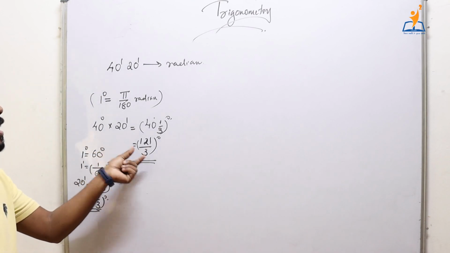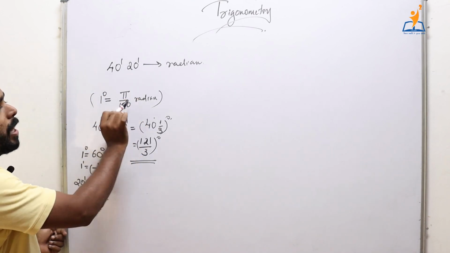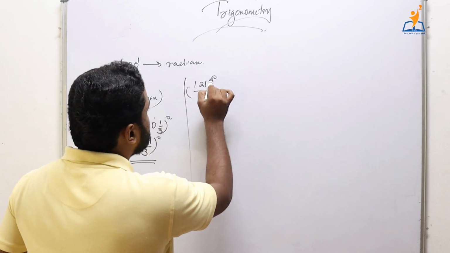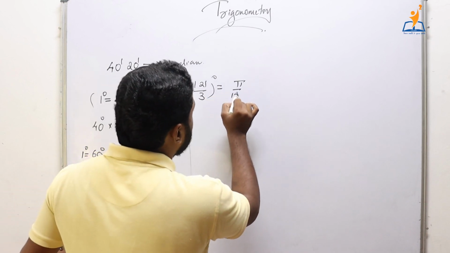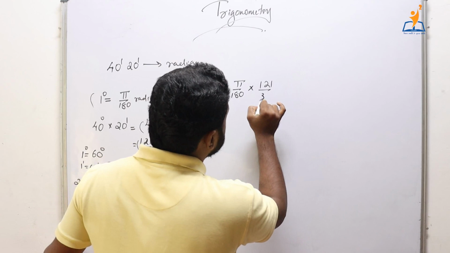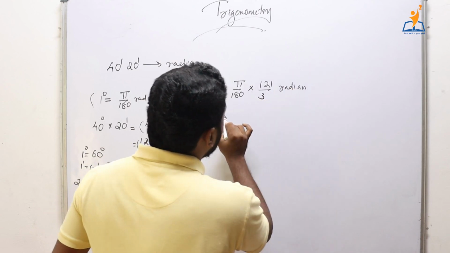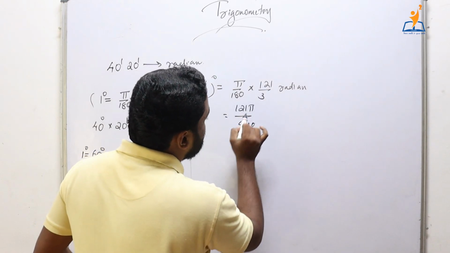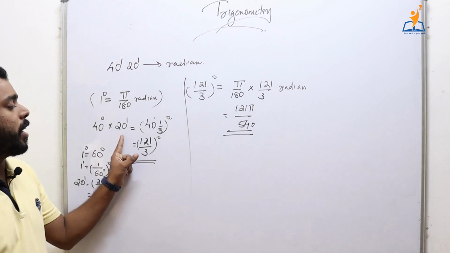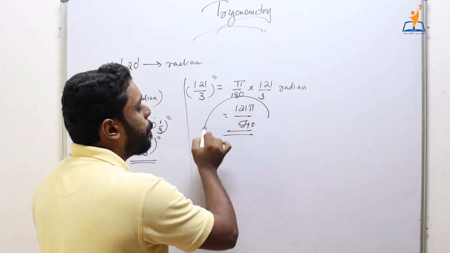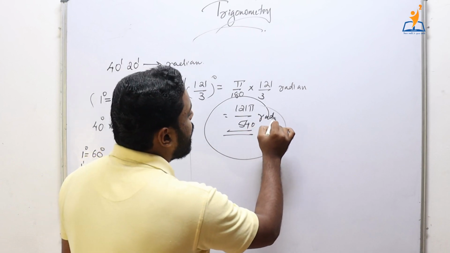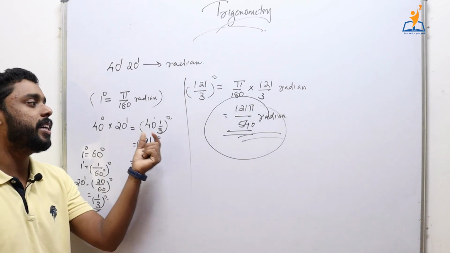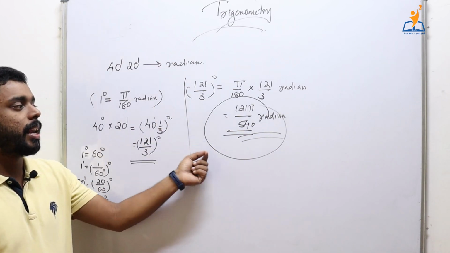So we have to convert this into radian measures. We shall multiply both sides with this to get 121 by 3 degree is equal to pi by 180 into 121 by 3 radians. 180 into 3 is equal to 540. Now it is equal to 121 pi. So 40 degree 20 minute is nothing but 121 pi by 540 radians. So that's it. We can easily find the radian measures corresponding to any degree measures like this.